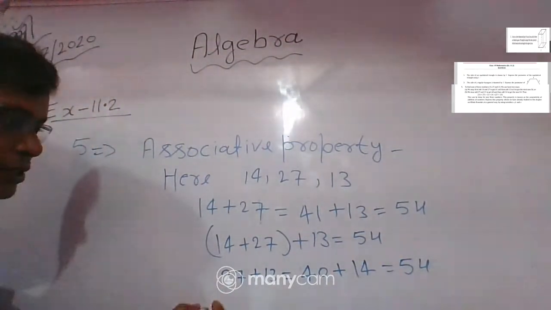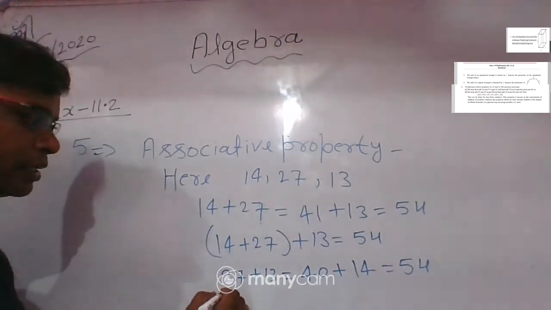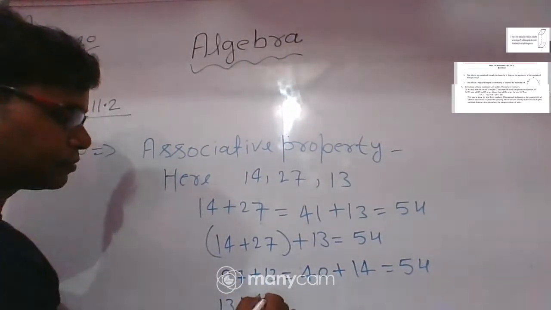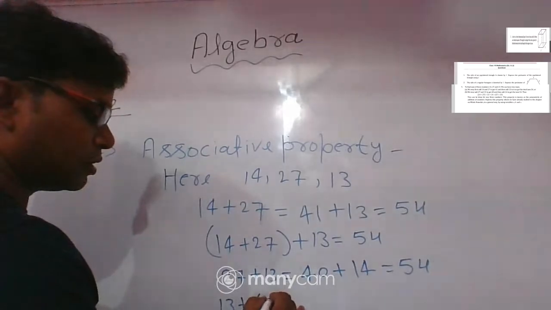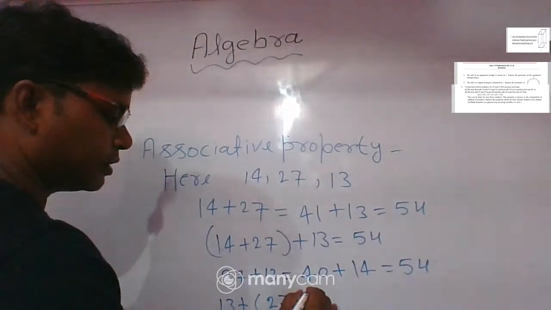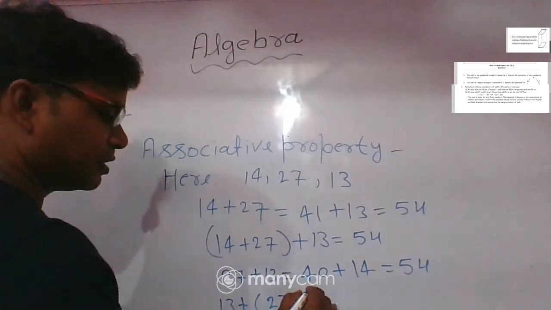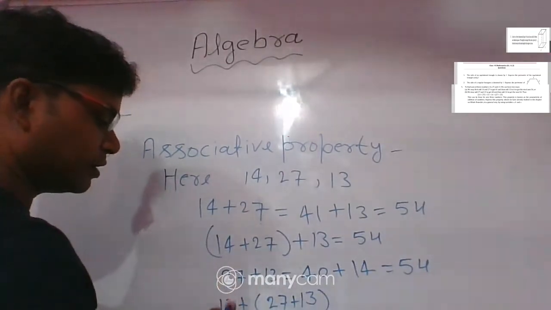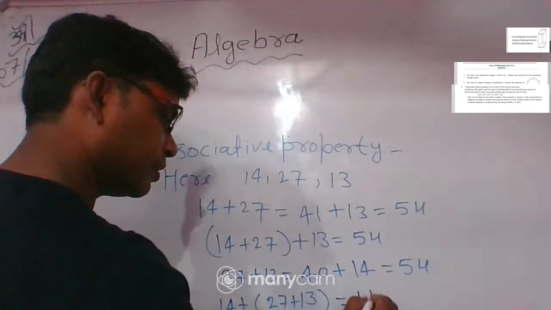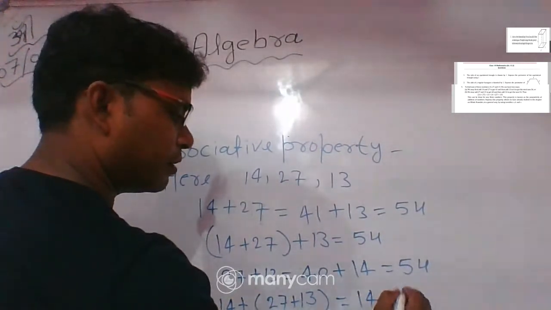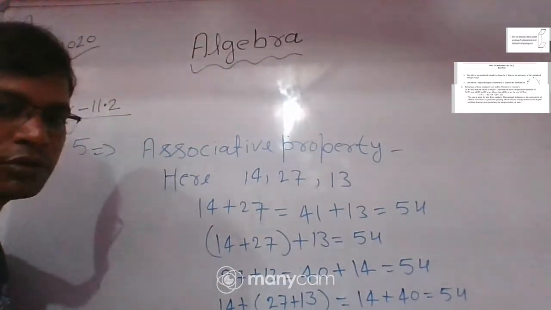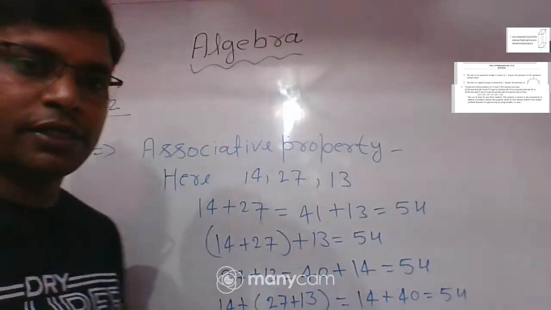So we can also write this like this: 14 plus the bracket of 27 plus 13. This is equal to 14 plus 40, which is 54. So you can see in both ways we find the same result.